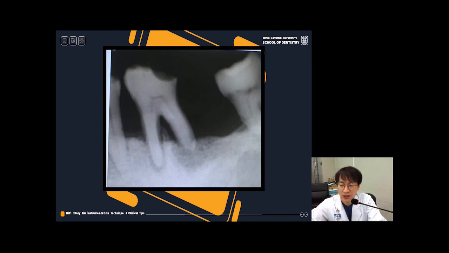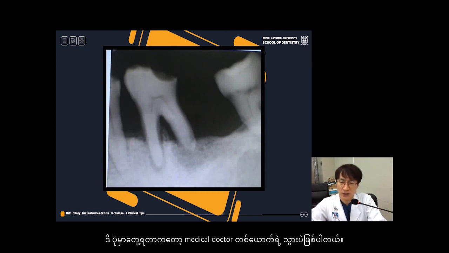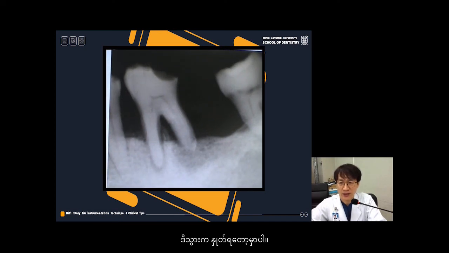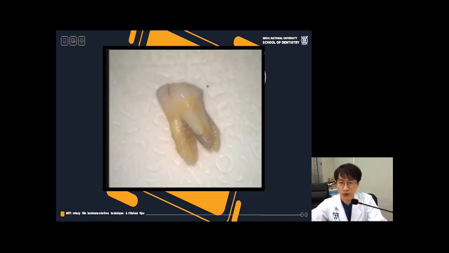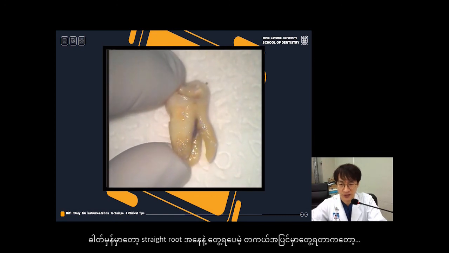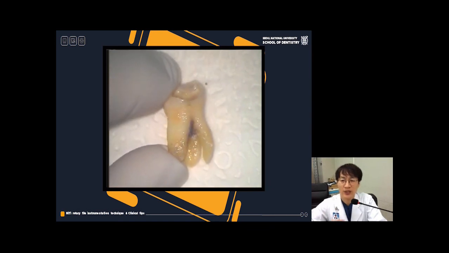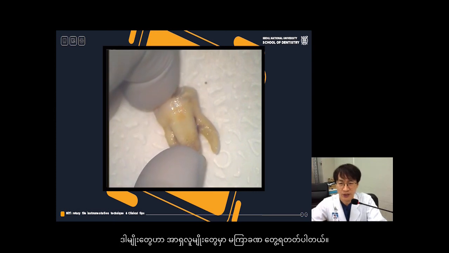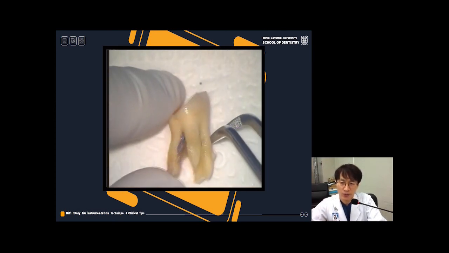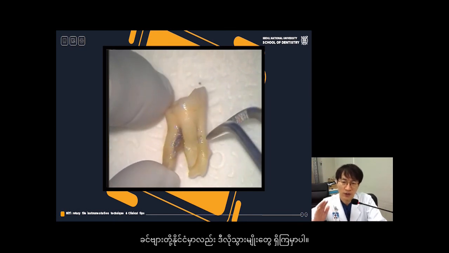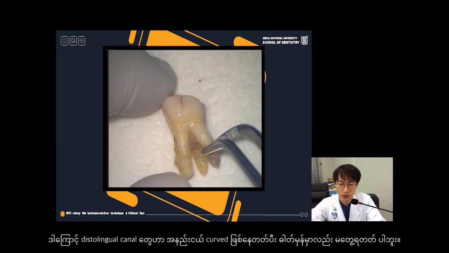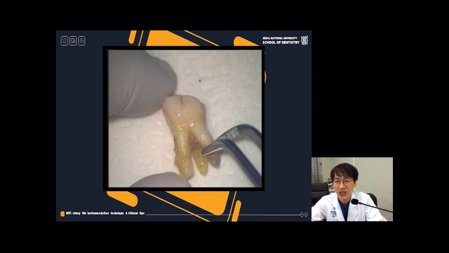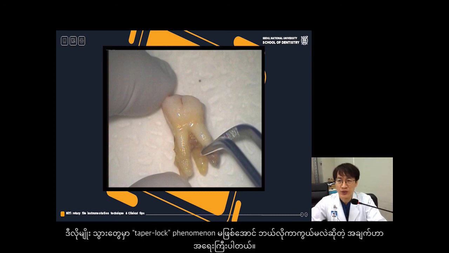So as you can see here, this is the tooth of the medical doctor. He has to extract his tooth, and then before the extraction, I took an X-ray, like a straight root. But once you take a look at the lingual side, it has curvature hide behind. So it happens frequently in Asian people. So probably your country also have this kind of tooth at the lower first molar with separated distal canal. So distal lingual, we can figure it out. This is with a little bit severe curvature, it's hiding. So in this type of case, how can you reduce taper lock phenomenon?